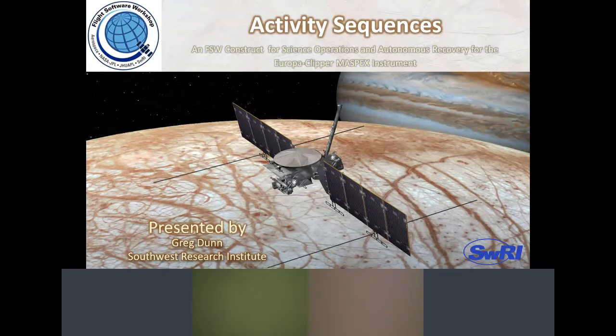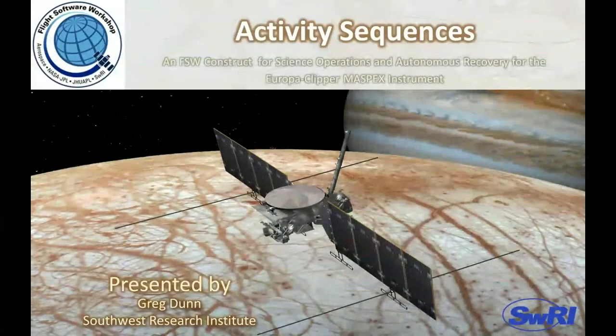So this is activity sequences. Typically, we have a very simple operation for our instruments that we build. For mass specs and the Europa Clipper mission, we have a little more complex operations, so we've developed a new kind of scheduling system that we use within the instrument.